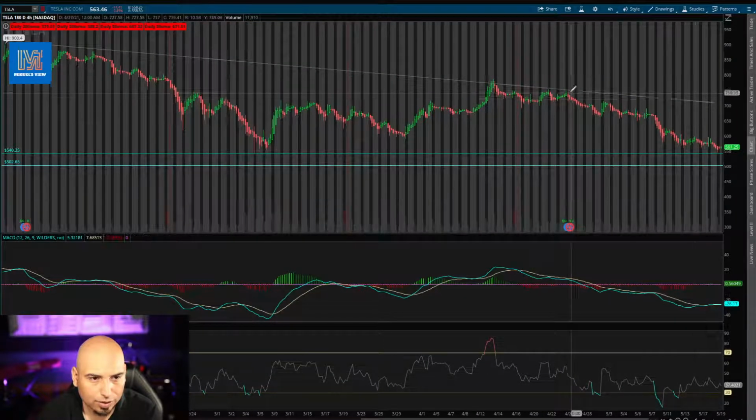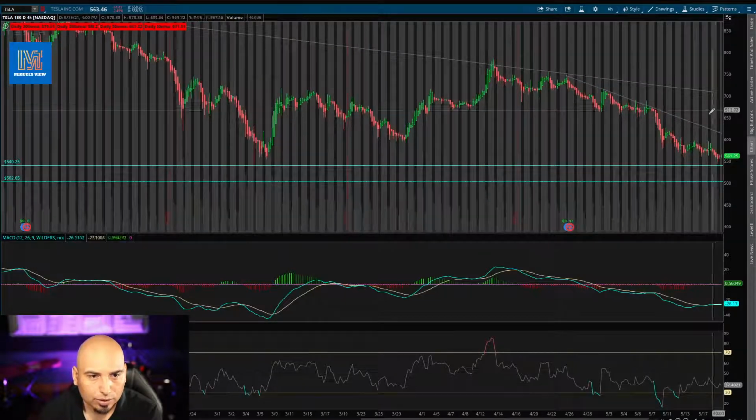And let's go ahead and draw a trend here on the 4-hour. Okay, right there. So if we do see some upside, I think our first resistance that we're gonna hit is gonna be this 612 area.